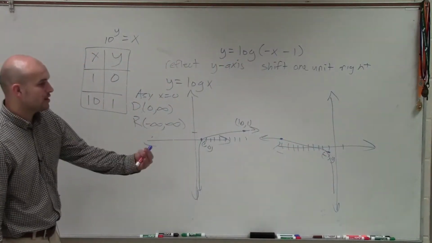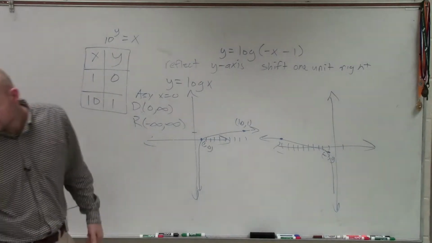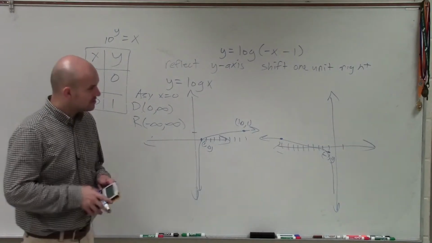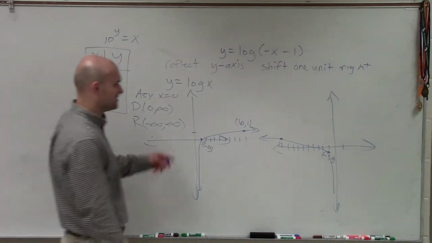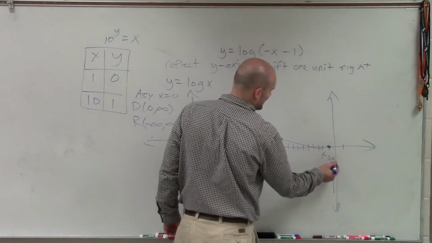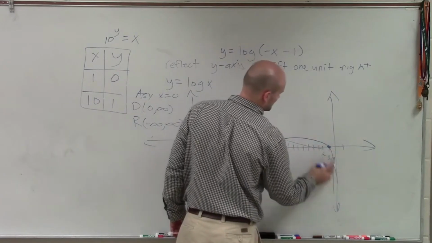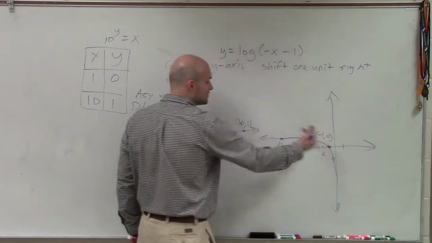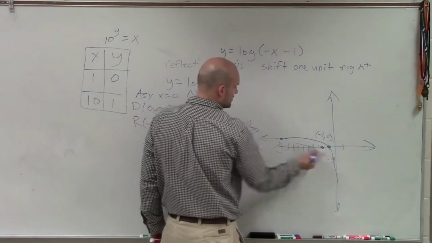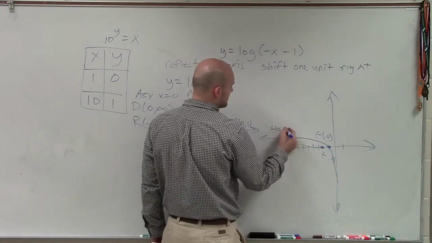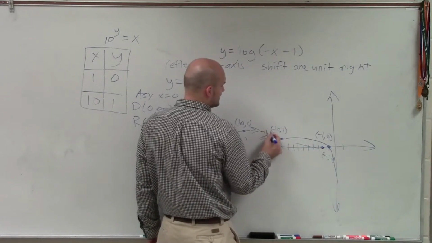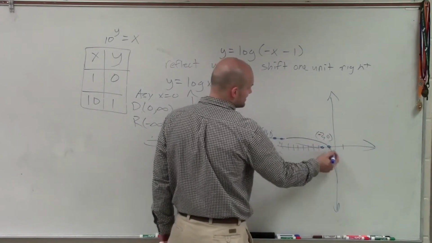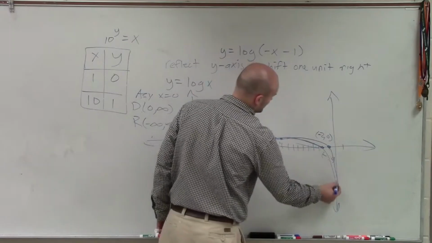And then I need to shift it 1 more unit to the left. So therefore, what am I doing? That's (1, 0), so it's up there, right? That's at (-1, 0). Then what I'm going to do is shift this graph over 1 unit to the left. So instead of it being (-10, 1), now my point is going to be at (-11, 1). Instead of (-1, 0), now my y-intercept is going to be at (-2, 0).